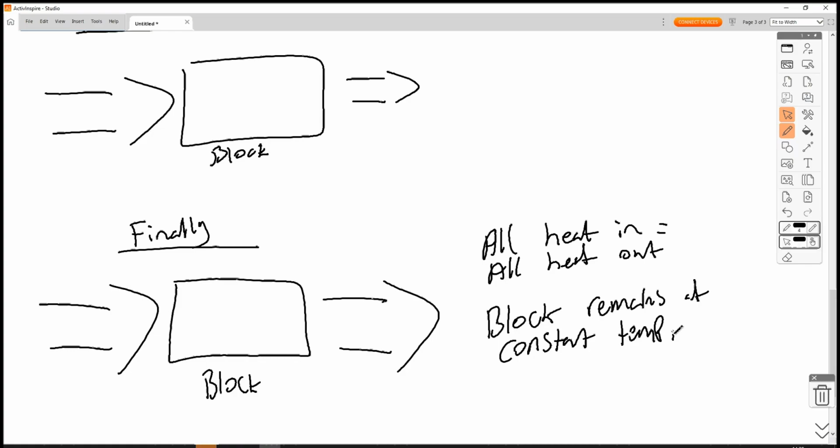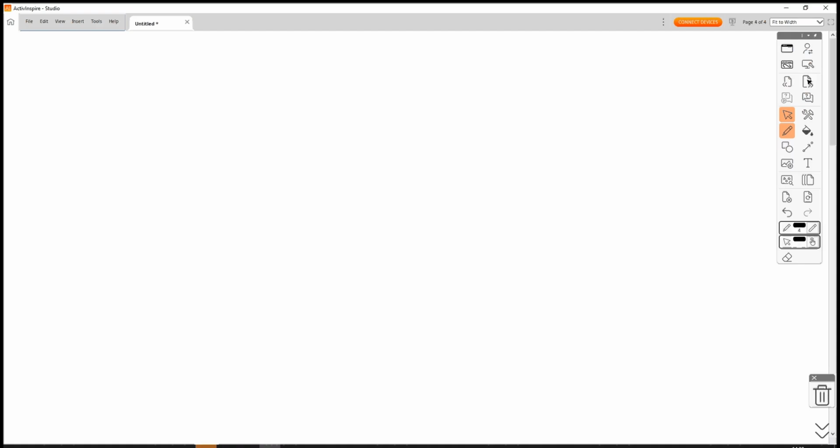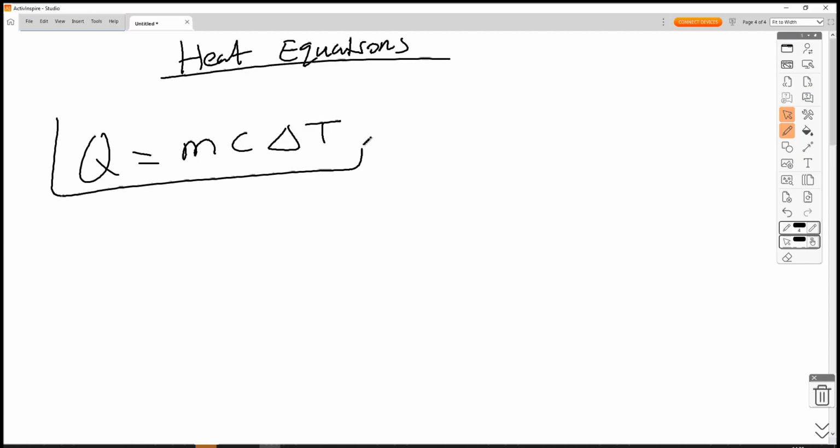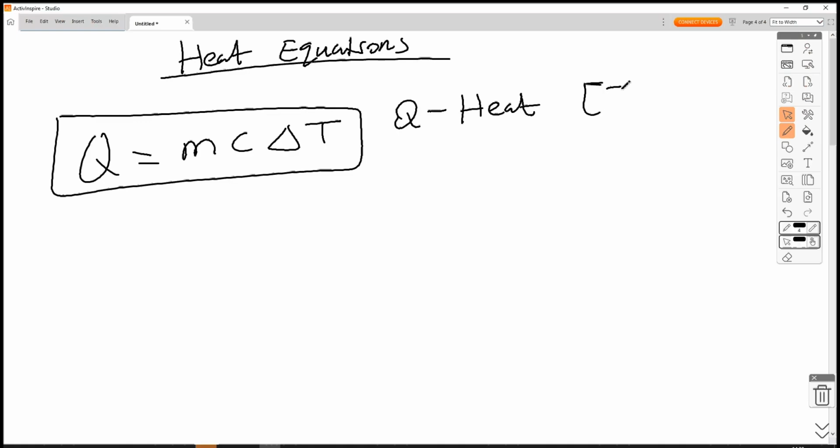Let's start a new page. We'll move on to heat equations. So the first one is just a reminder of the specific heat capacity equation from GCSEs. So we've got Q equals mc delta T, where Q is the heat measured in joules. Now, you can get a negative value for heat.